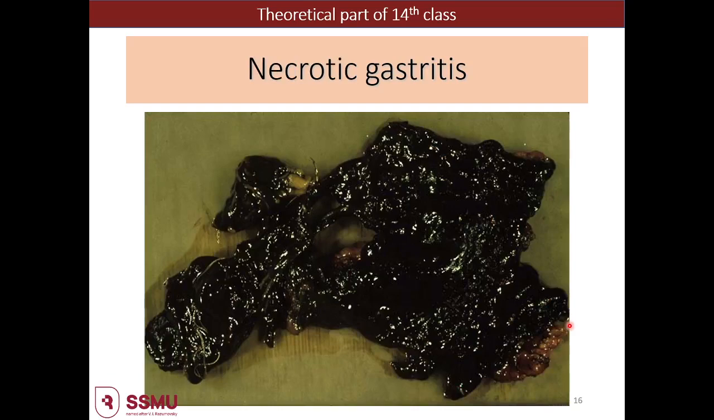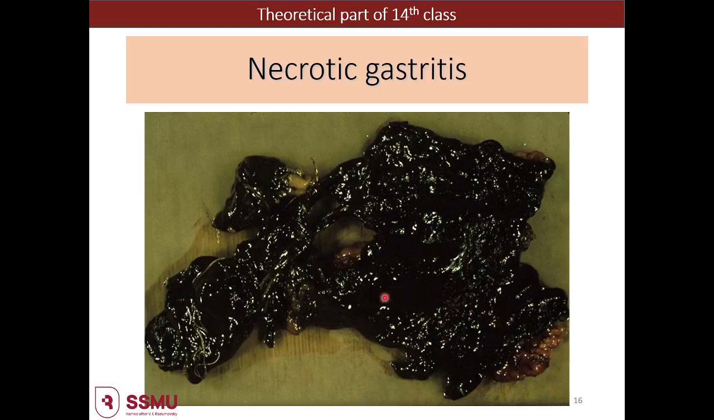But one of the most unfortunate is the necrotic type of gastritis. On this slide we may see the surface of the stomach after a suicide, where the patient drank something really dangerous. It may be acids or a really strong venom, and as a result we may see a big area of bleeding here, and a really big area of necrosis.